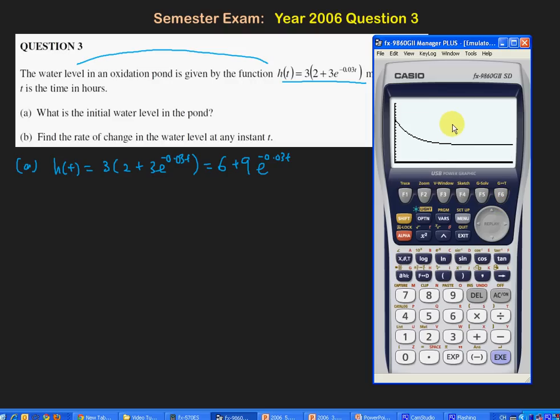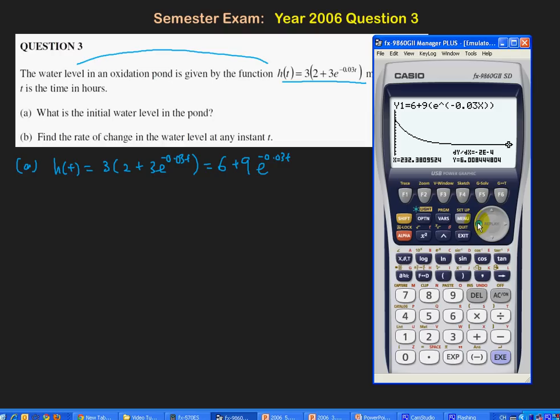Okay, very nice. So what's the initial water level? Let's explore this. I can trace this if I want to. When time is 0, water level is actually here. You can see this is 15. And as time tends to really large, or tends to infinity, like 190 hours or even more, 200 hours, you see the y value, or the height of water, tends to 6. This is very interesting.